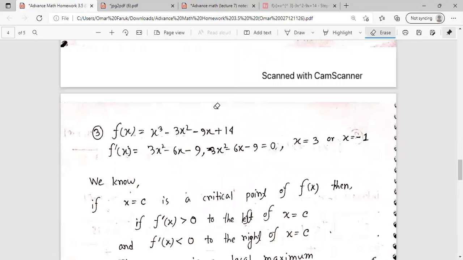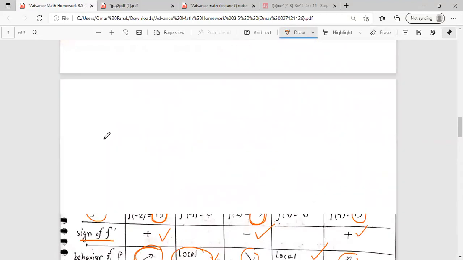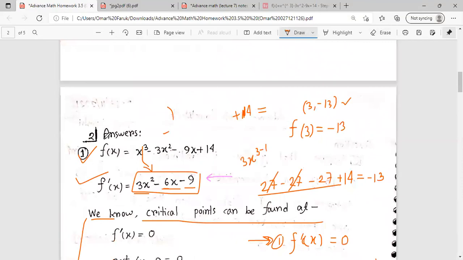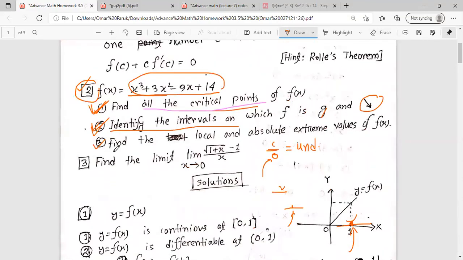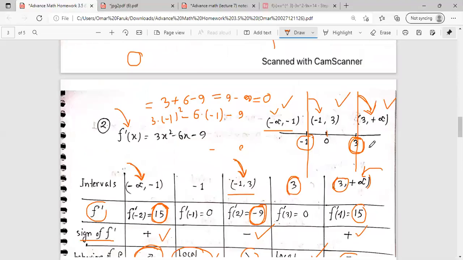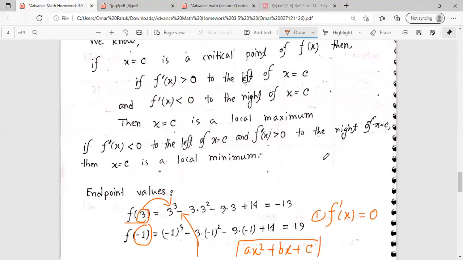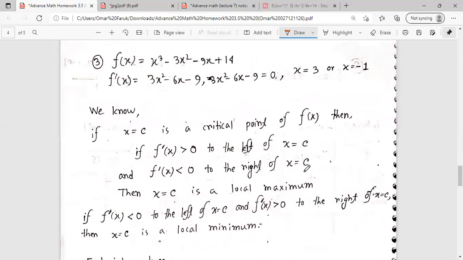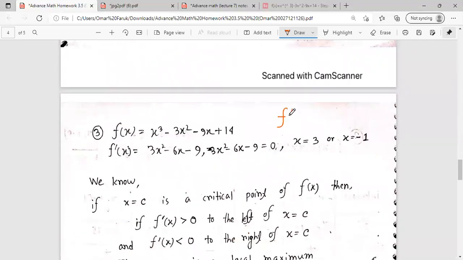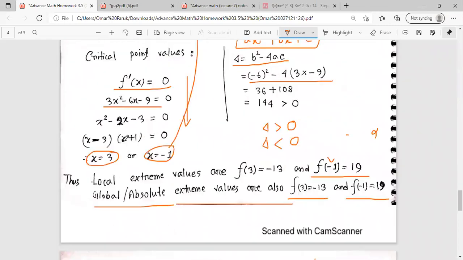So here is our function, and the question is we have to find the local and absolute extreme values of f of x. So we already know that we can find some extreme value where the derivative of the function is equal to 0, right? So firstly, we calculate the derivative here. And then we write down the derivative is equal to 0.